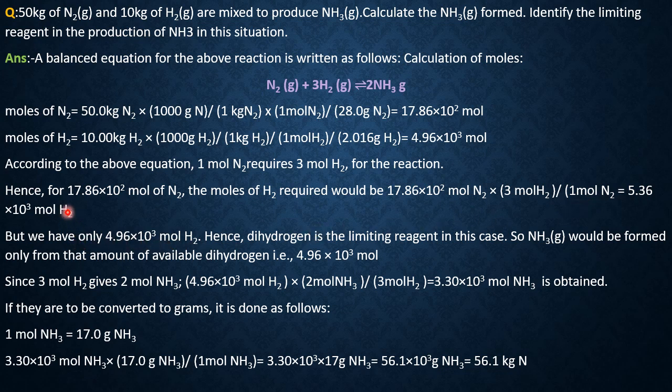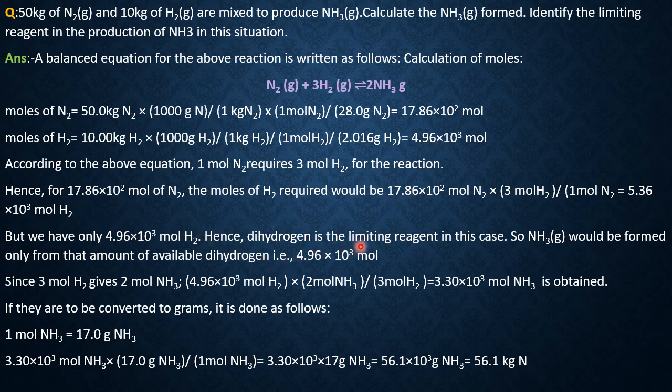According to the balanced chemical equation, 1 mole of N2 requires 3 moles of hydrogen. So 17.86 into 10 to the power of 2 moles of nitrogen requires 5.36 into 10 to the power of 3 moles of hydrogen. This much is required, but how much is available in the laboratory? Only 4.96. So it is lesser than the required. Therefore, this is in less amount. This is called the limiting reagent. Hydrogen is the limiting reagent.